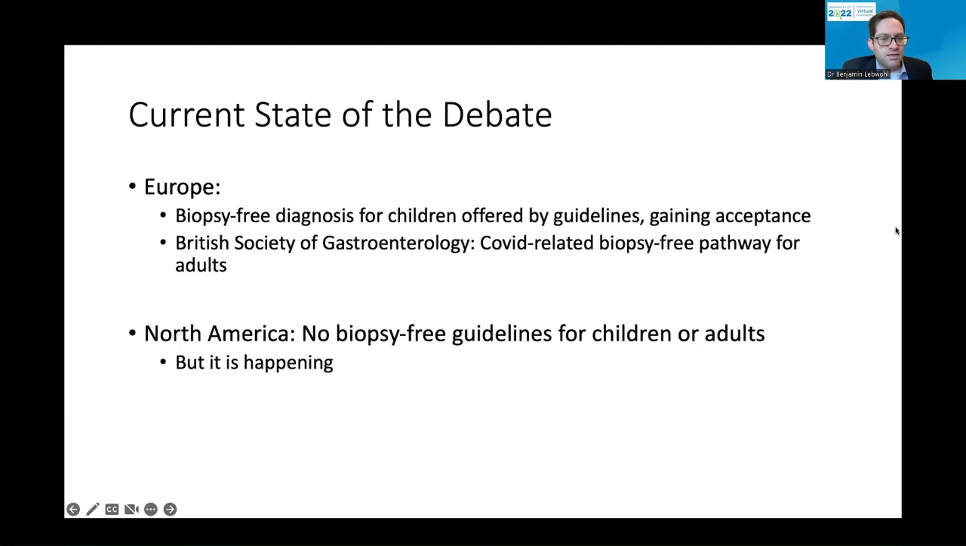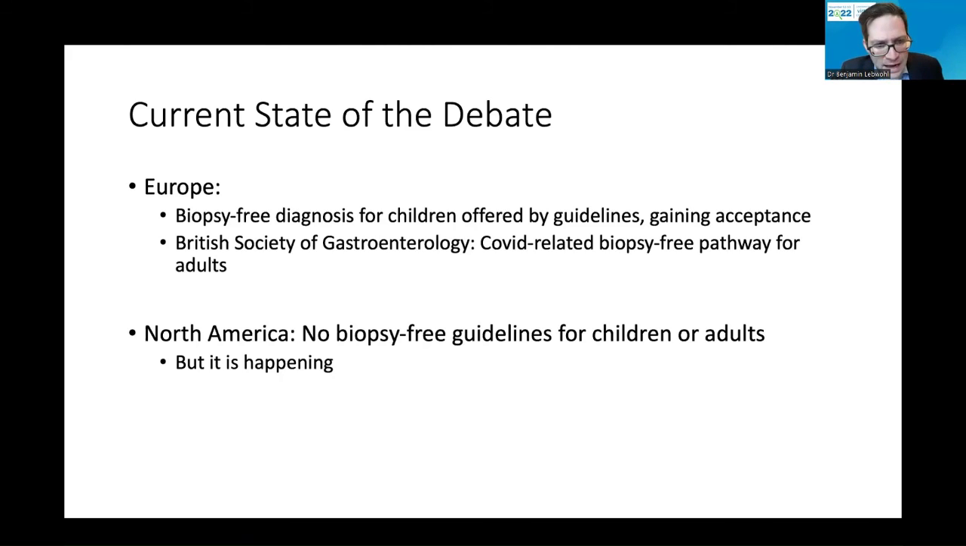In North America, there are no biopsy-free guidelines for children or adults, period. There's no guideline that says you can skip it. And yet it is certainly happening. It's happening more in children, to a lesser degree in adults. In other words, guidelines are not being followed, but it's certainly happening for a number of reasons, because getting the appointment for the endoscopy might be a challenge, concern about the actual procedure itself. Why go through with it when I'm pretty sure it's celiac disease?